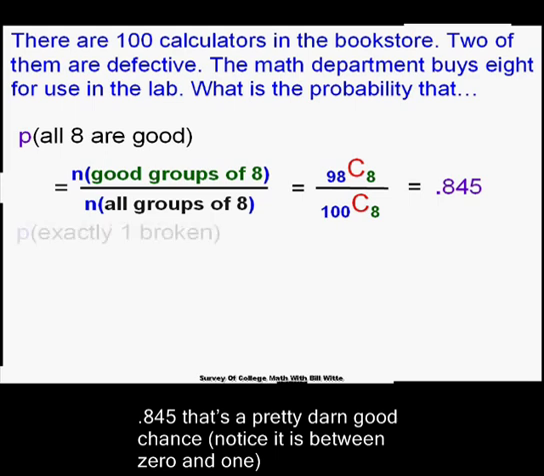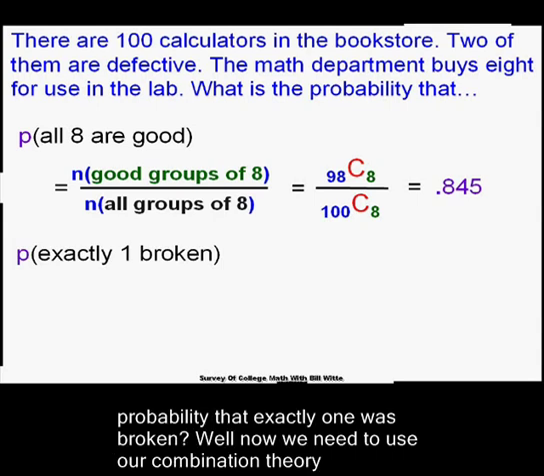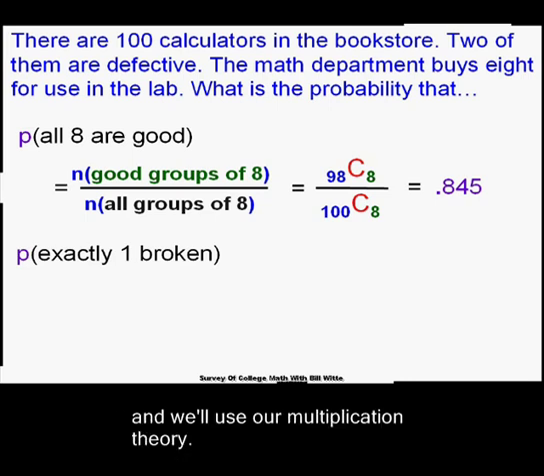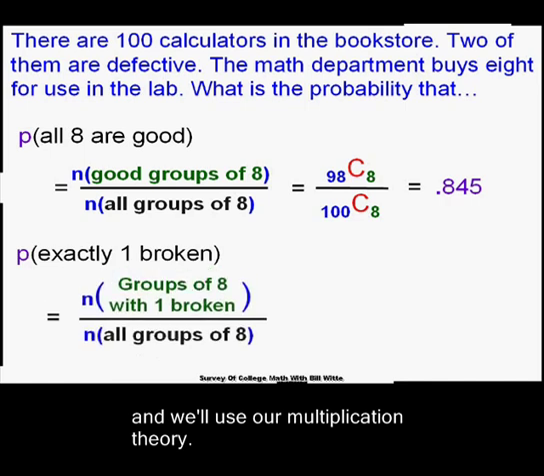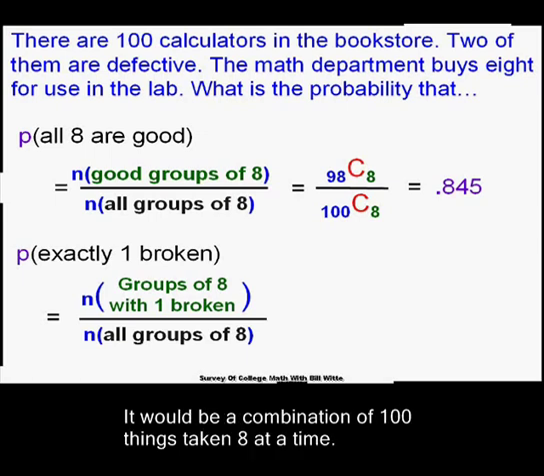What if I asked you to give me the probability that exactly 1 was broken? Well, now we're going to use our combination theory, and we're going to use our multiplication theory. Let me show you what I mean. We're going to use the same principle. We have to calculate the groups of 8 with 1 broken, and our sample space has no limiting factors. So let's start. I like to start with the sample space. It's a combination of 100 things taken 8 at a time.